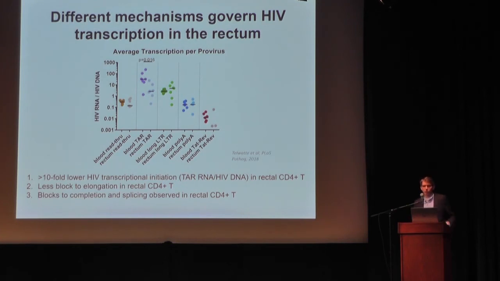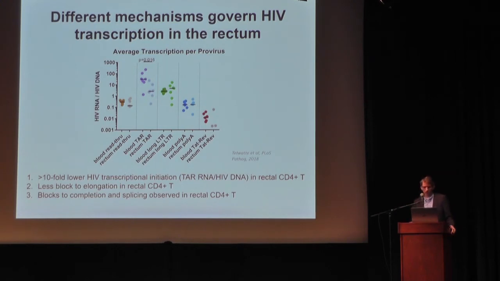On the y-axis here, I'm showing you the ratio of HIV RNA to DNA. That basically corrects for differences in infection frequency. In addition, it expresses the average level of each HIV transcript per provirus. So the y-axis is the average level of each HIV transcript per provirus. On the x-axis, I have the different HIV transcripts, and I always list blood and then rectum, and the different transcripts are separated by dotted lines.